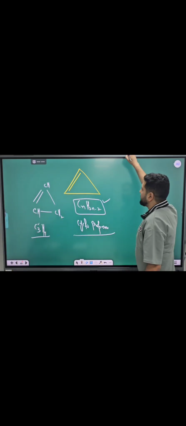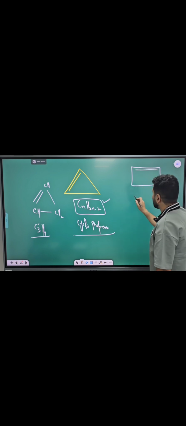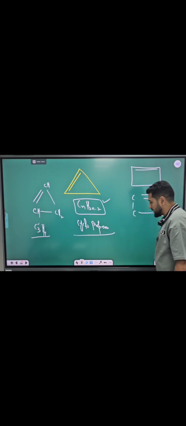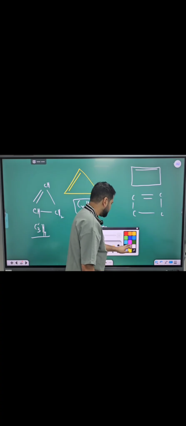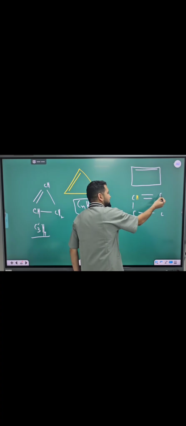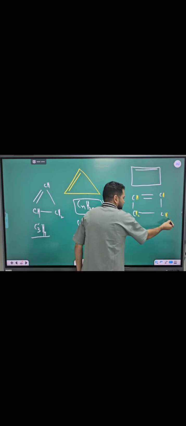In the same way, if I make one more structure this way, at one place I will keep a double bond. Now there is carbon. At one place a double bond, then single bond and single bond. Clear? So this carbon made how many bonds? 1, 2 and 3. It can make 1 more bond. This carbon 1, 2, 3. It can make 1 more bond. This carbon 1, 2. It can make 2 bonds. This carbon 1, 2. It can make 2 bonds.